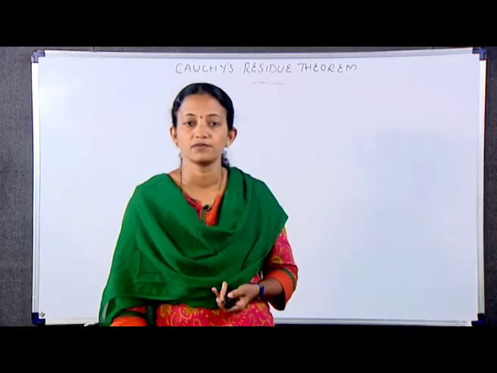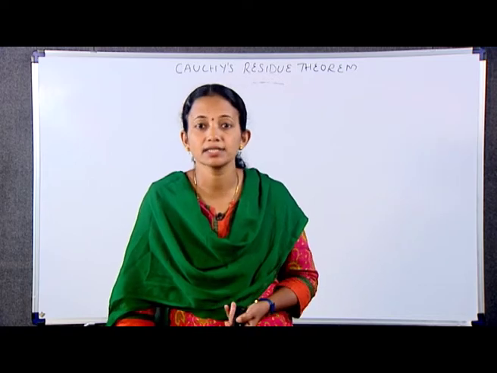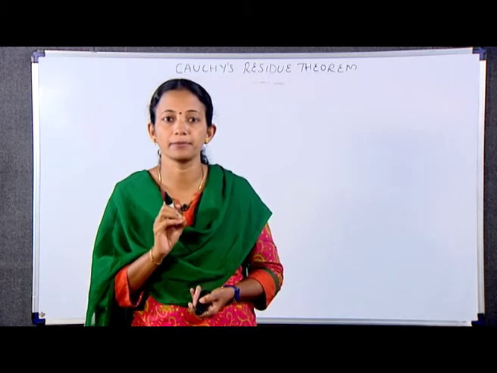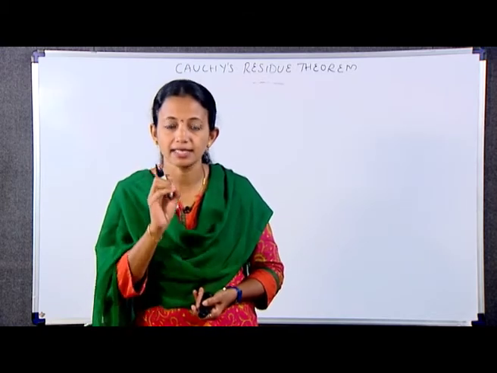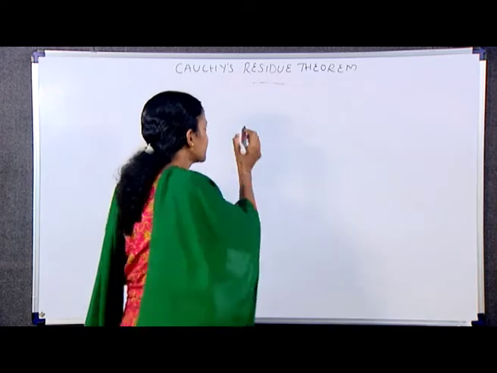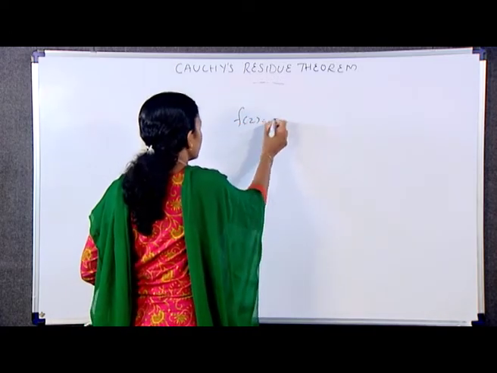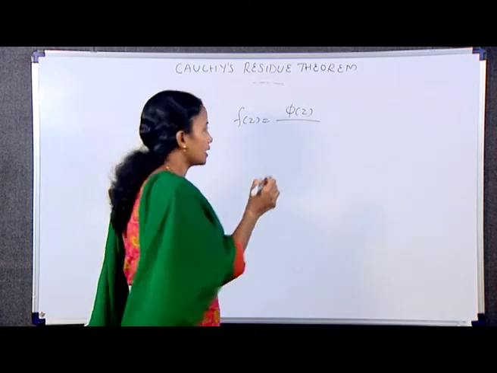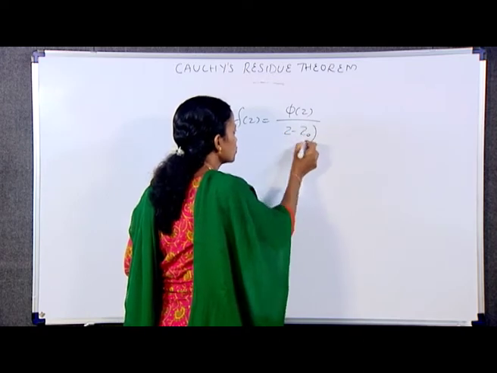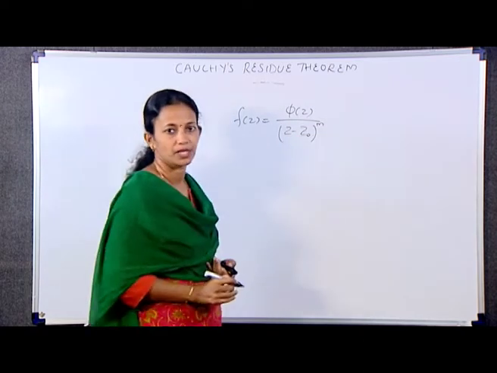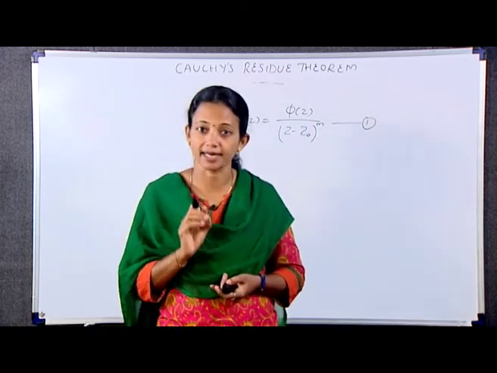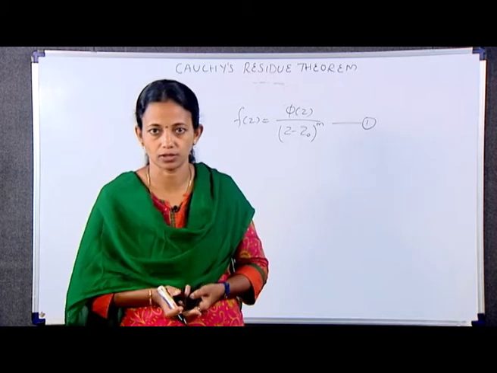Next, residues at poles. First theorem. An isolated singular point Z0 of a function f is a pole of order m if and only if f(z) can be written in the form f(z) is equal to phi(z) by (z minus Z0) whole raised to m. Equation number 1, where this phi of z is analytic and non-zero at Z0.